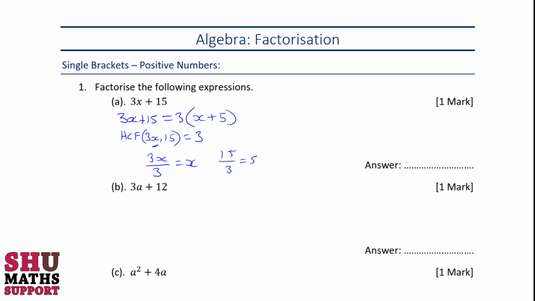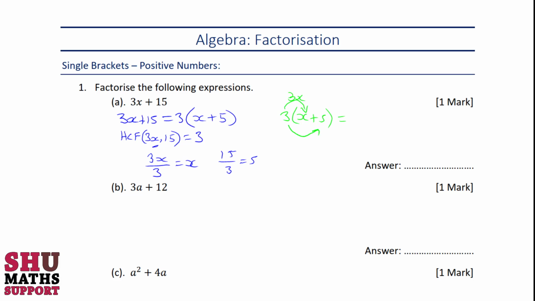And then we're able to check this over here just to double check that we haven't made a mistake. We should be able to expand this now and get to our original expression. So we have 3 times x plus 5 is equal to, well, if we do 3 times x, we get 3x. And if we do 3 times 5, we get 15. So that means that 3 times x plus 5 is equal to 3x plus 15. And we can see that 3x plus 15 is the original expression we had before, so we know that our workings are correct. So in our answer line, we'll write 3 times x plus 5, which is the factorised version of 3x plus 15.